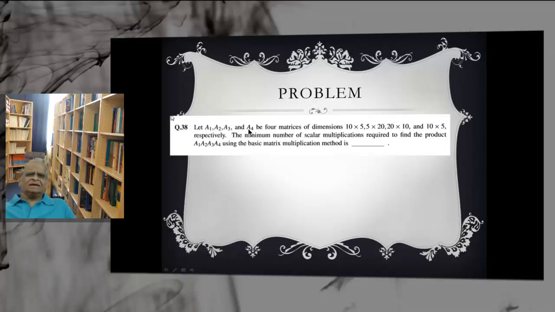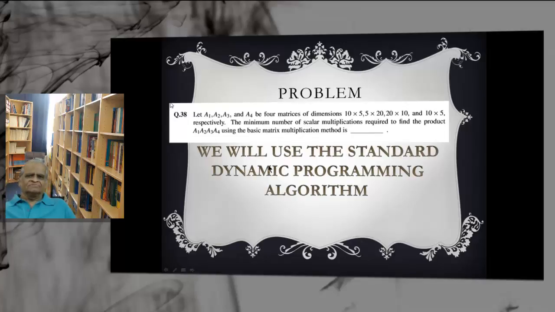A1, A2, A3, and A4 are four matrices of dimensions 10 into 5, 5 into 20, 20 into 10, and 10 into 5, respectively. The minimum number of scalar multiplications required to find the product using the basic matrix multiplication method is how much? This is chain matrix multiplication. So what is going to be the minimum number of scalar multiplications? The standard dynamic programming algorithm is to be used.